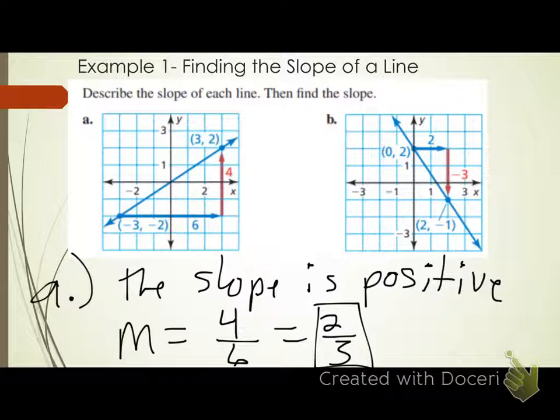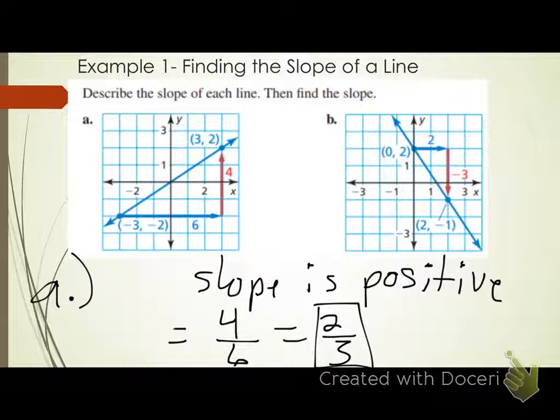So if I started here, I could start from this top point and go down 4. 1, 2, 3, 4. That'd be a negative 4. I could go left 6, which would be a negative 6. Right? Does that change my slope at all? No. A fraction is just division, right? So if I have a negative 4 over a negative 6, what's a negative divided by a negative give me? Positive, so it still stays positive. And I reduce to 2/3. Does that make sense?